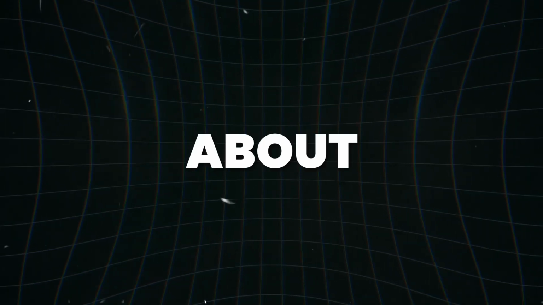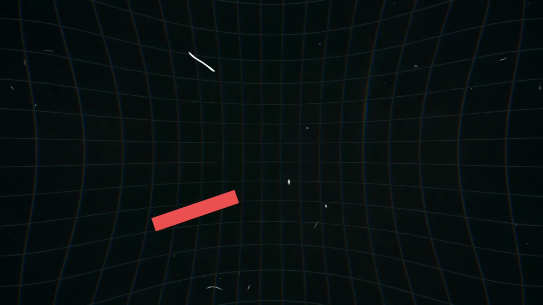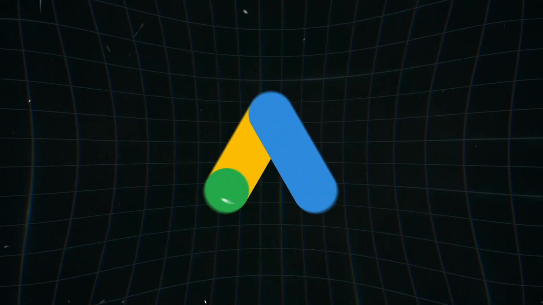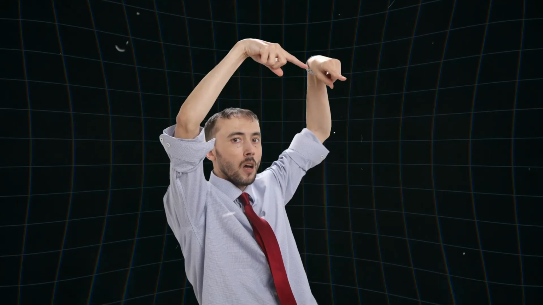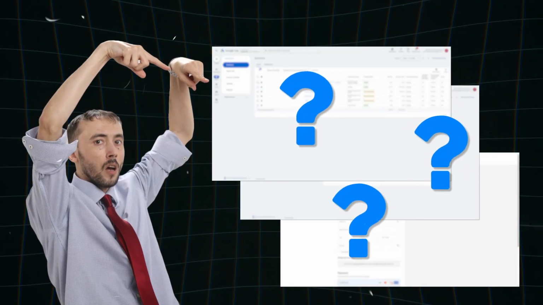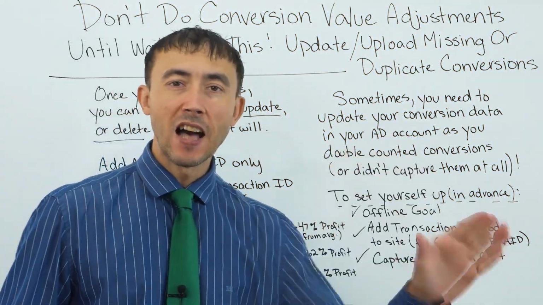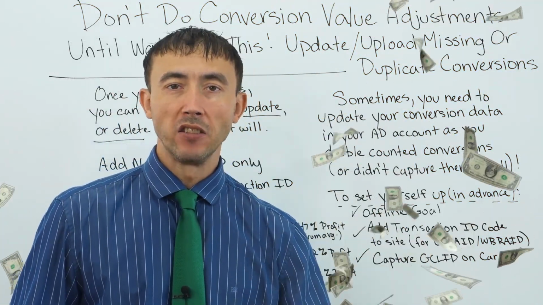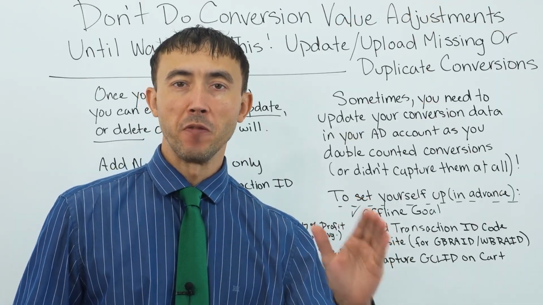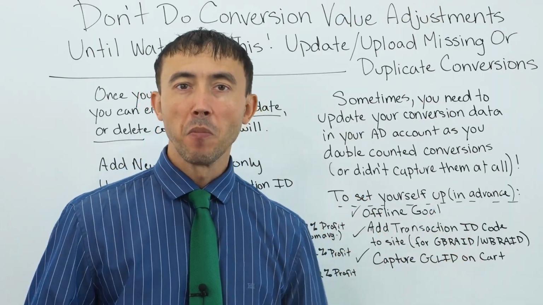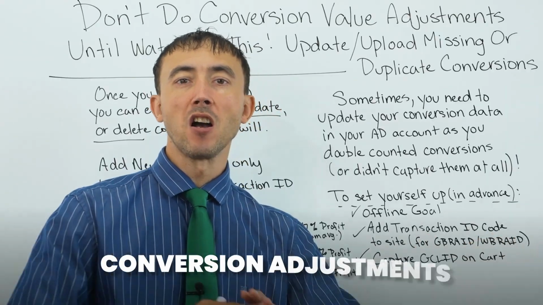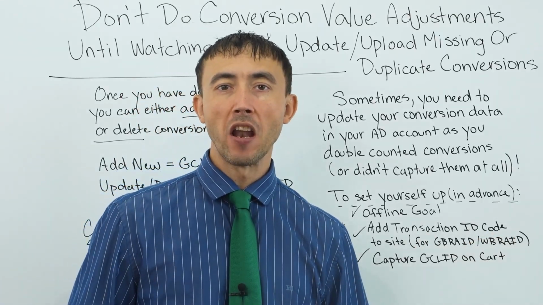Today's video, we're going to talk about why you don't want to do conversion value adjustments in your Google Ads account until you have this missing information that isn't posted anywhere else online. Now, you can make a lot more money from Google Ads if you've ever made an error with your conversion data, which we all have, by using conversion adjustments. And I'm going to talk about exactly how you could do that on this video.